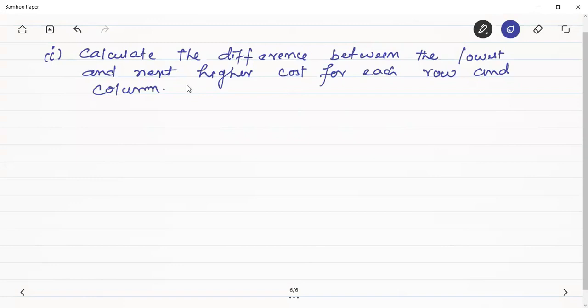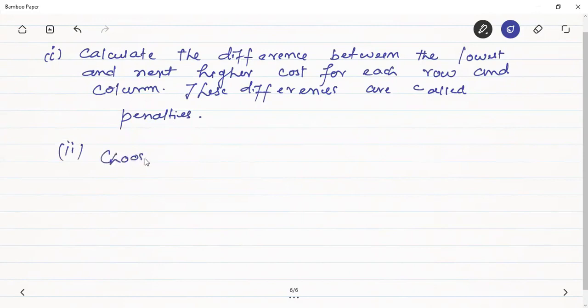Okay, these differences are called penalties. Then, choose the row or column with the highest penalty.